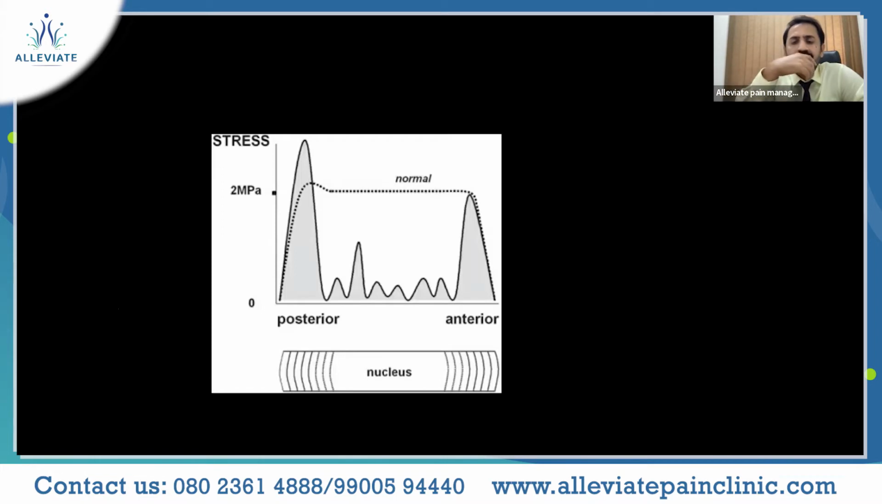This again is a diagram in which you can see the nucleus pulposus, and you can see there is an irregularity of the pressure. Anteriorly, it's fine.